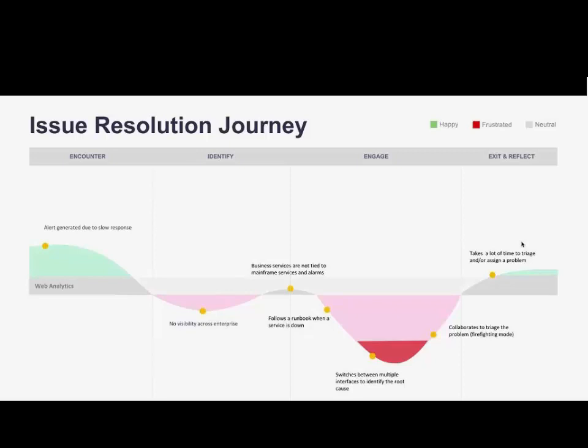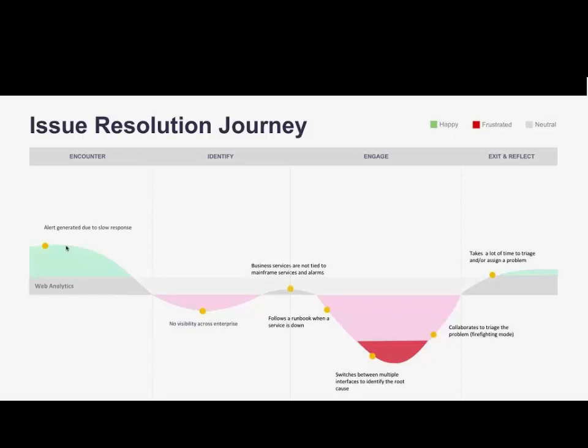That is the issue resolution journey. There are 4 phases in this journey. First, encountering that there is a problem, then the identify phase, then the engagement phase, and finally the exit and reflect phase. And these are some of the legends showing whether the IT ops person is happy, frustrated, or neutral.